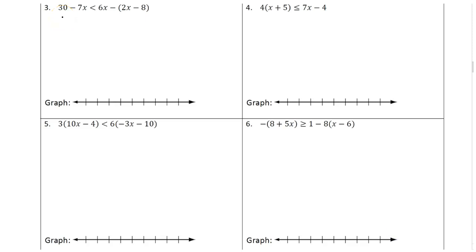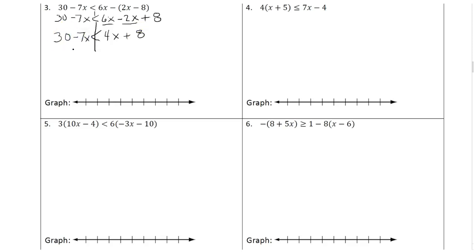In example 3, we start with distribution. This gives us 30 minus 7x is less than 6x. Distribute the negative for negative 2x plus 8. Our second step is to combine like terms. 6x minus 2x is 4x. Bring down the other terms.